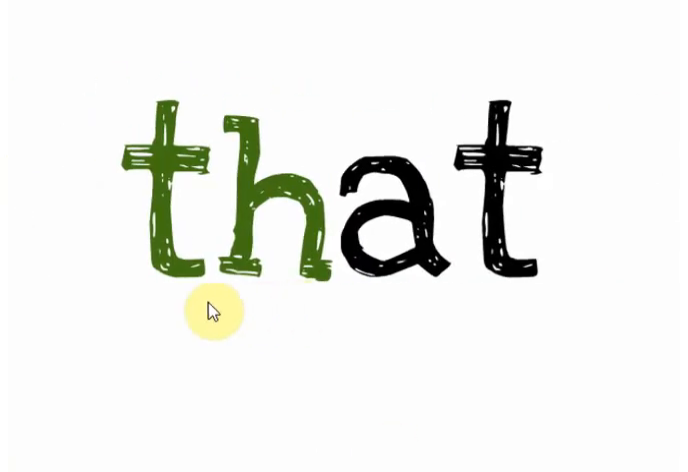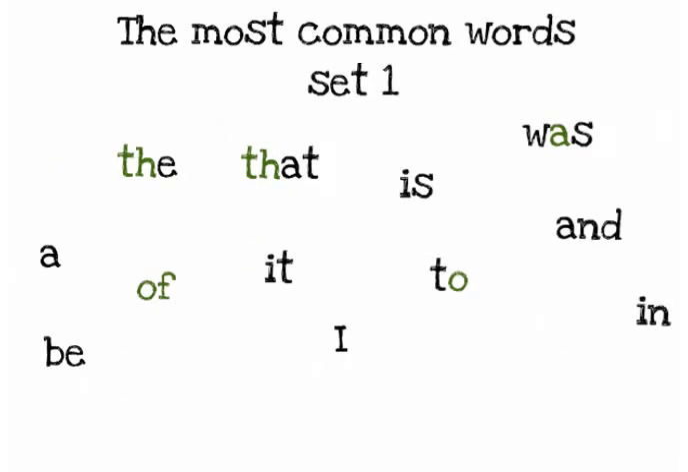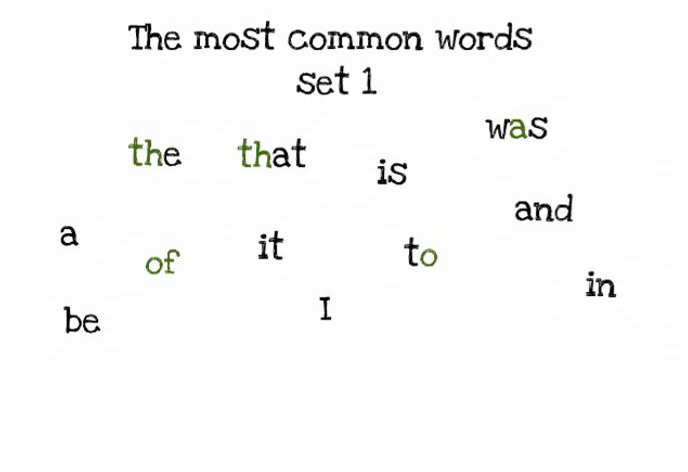Here we have that TH again. So the, at, that. As in that cat is beautiful. And that's all the words that we've gone through. So let's run through them again one more time. A, B, of, it, I, to, in, and, was, is, that, the.